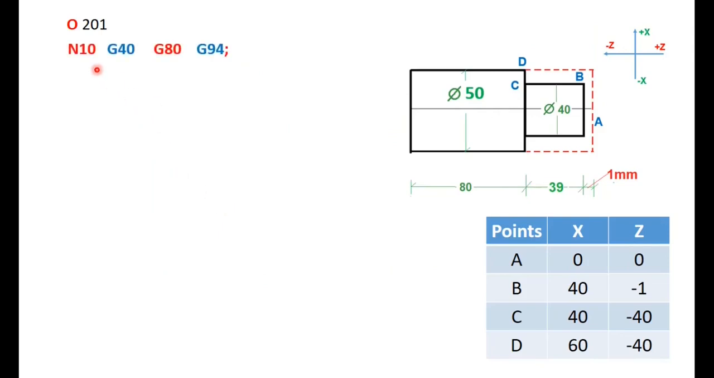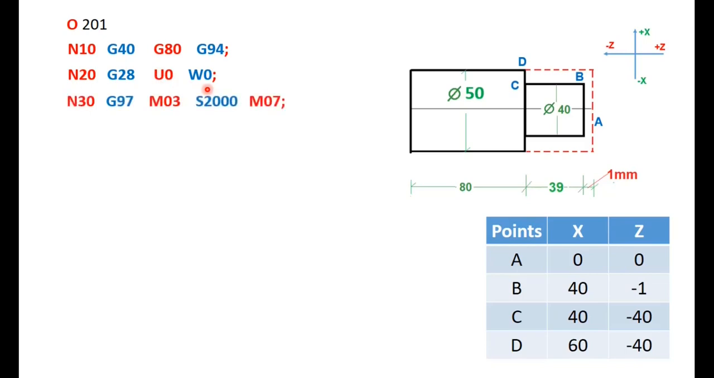So first what we have to write is O201. So what is 201? It is a program number. N10 is a block start, G40 and G80 are nothing but cutter compensation and canned cycle, if already given in the program, that has to be cancelled. So that's why G40 and G80, the canned cycle and cutter compensation are cancelled. Then G28. What is G28? G28 is nothing but the machine home position, that is U0 and W0 are defined.